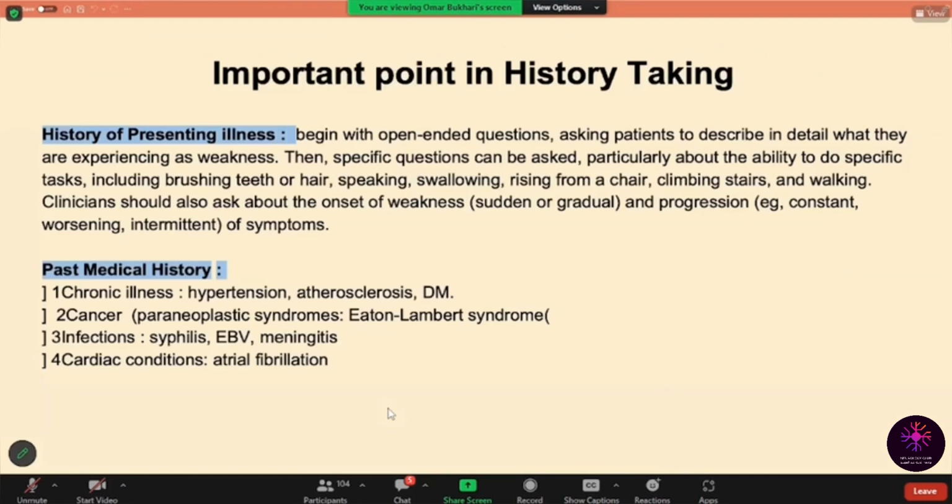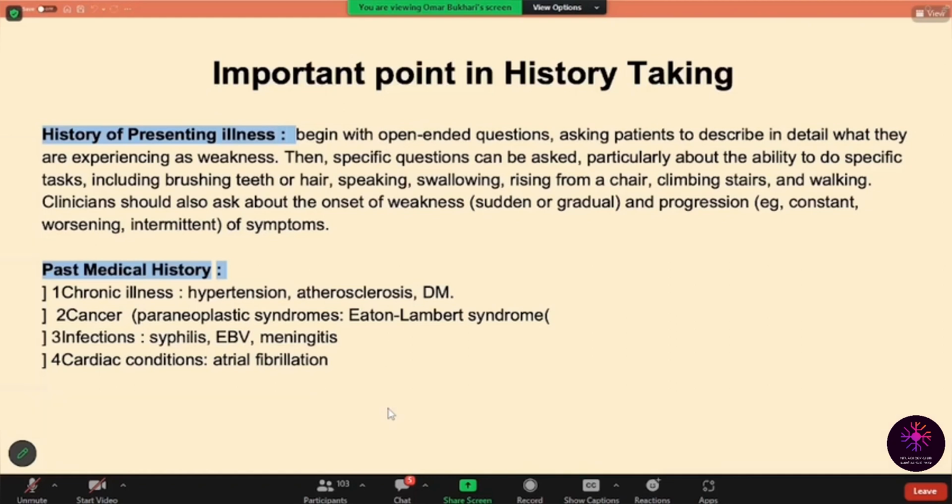So, important points in history taking. History of presenting illness should begin with open-ended questions, asking the patient to describe in detail what they are experiencing as weakness. Then specific questions can be asked regarding motor function, for example, combing their hair, swallowing, rising from a chair, climbing, walking. And we should also ask about the severity and the onset of the weakness. Is it hyperacute, acute, subacute, or chronic?